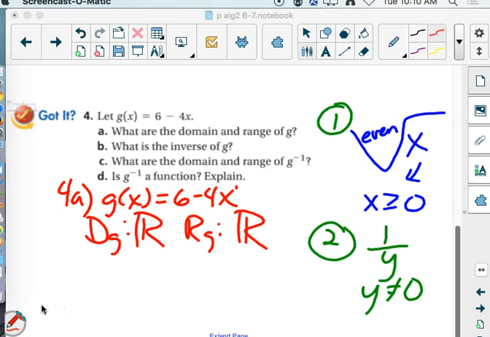Alrighty, so we've got the domain and range of g. Now, once you have that, the domain and range of the inverse becomes super easy, because all you do is flip them. The domain of one becomes the range of the other, and the range becomes the domain. But we still have to find the inverse. So let's go to B.